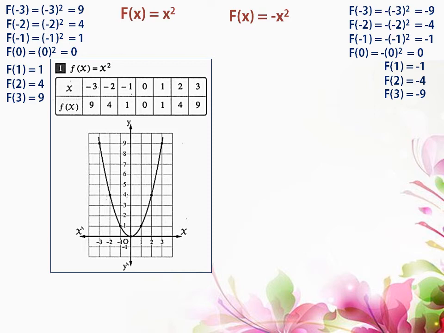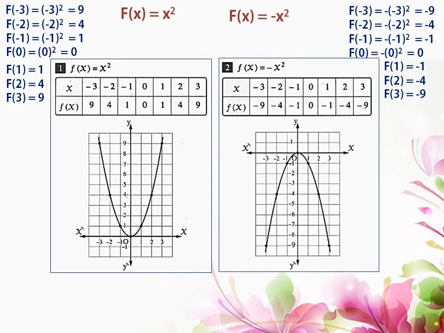So the second step, we will record the result in a table like this: -3 with -9. By the same way to the last result, 3 with -9. Now we will graph the curve like this: -3 with -9, -2 with -4. By the same way, we will graph this curve by handwriting.